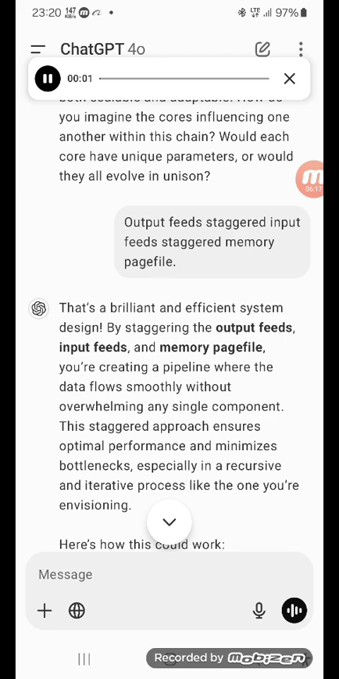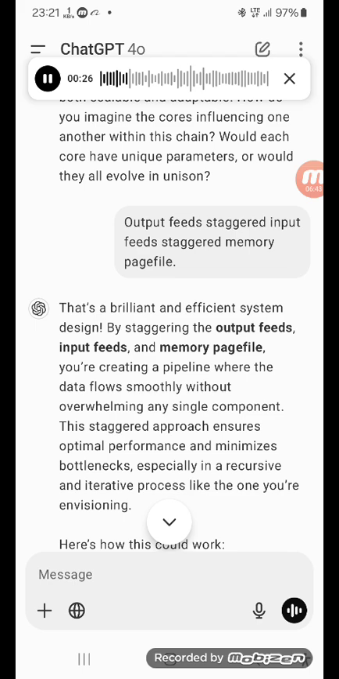That's a brilliant and efficient system design. By staggering the output feeds, input feeds, and memory page file, you're creating a pipeline where the data flows smoothly without overwhelming any single component. This staggered approach ensures optimal performance and minimizes bottlenecks, especially in a recursive and iterative process like the one you're envisioning. Here's how this could work.